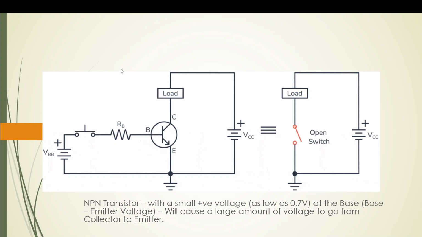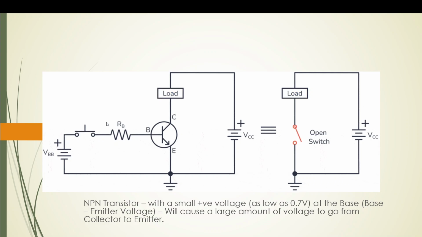Now this whole circuit on the left hand side is equivalent to the circuit on the right side. This circuit has a normal switch, a load and a battery. So when the switch is closed, the load gets electricity. When the switch is open, the load does not get electricity.